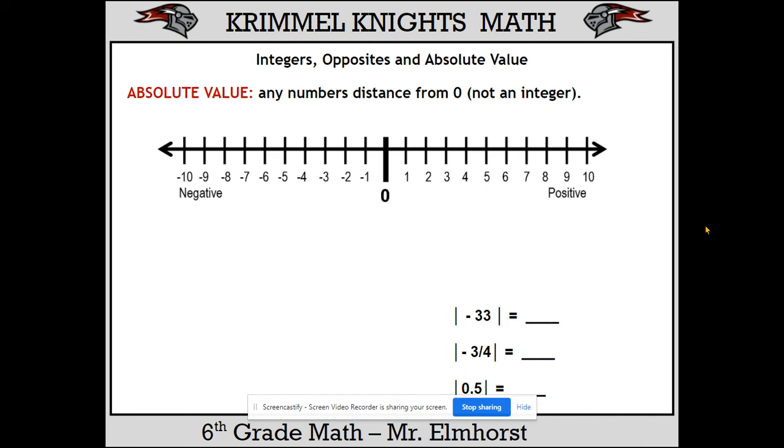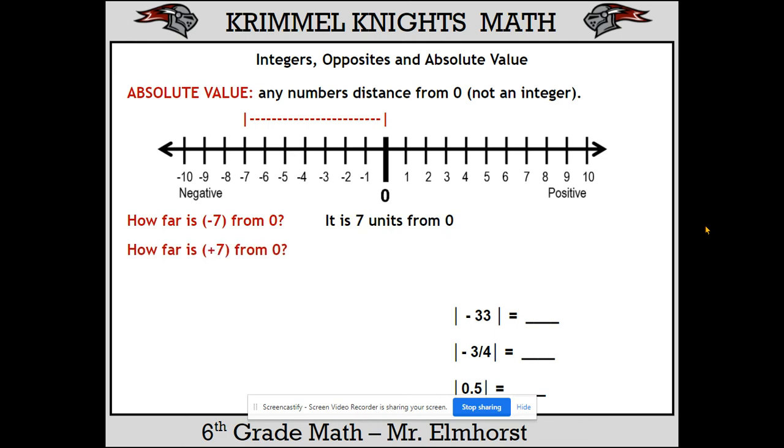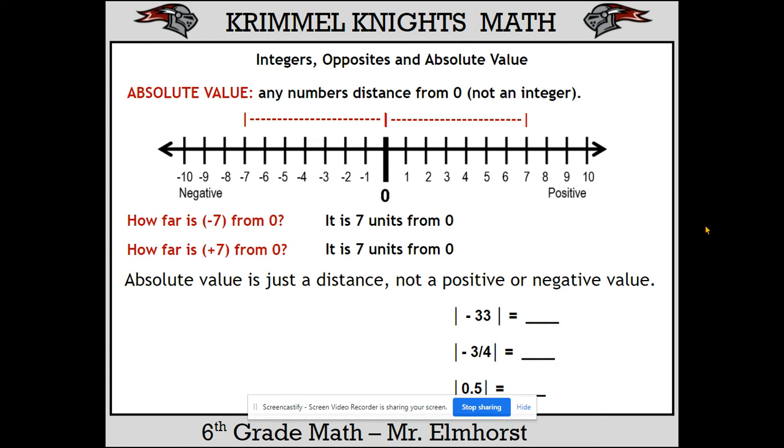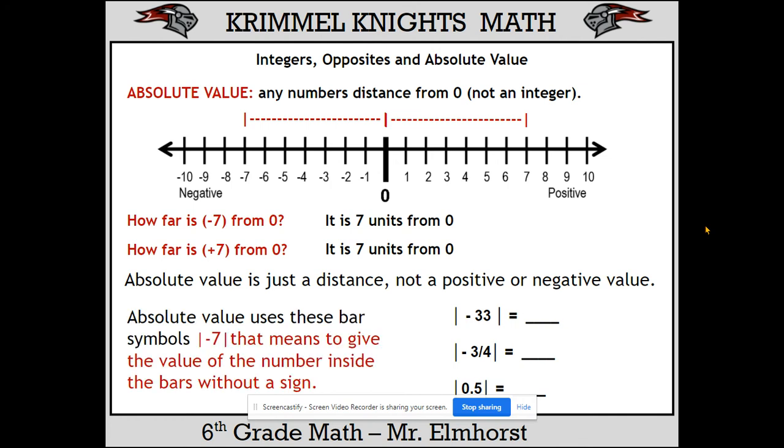Absolute value is any number's distance from zero, but it's distance. It's not an opposite. So for example, -7 would be 7 jumps or 7 units away from zero. So what's the absolute value? -7 is 7 units from zero, and then +7 is also 7 units from zero. We're not looking at what direction, we're just saying how far. So the absolute value of +7 would be just 7. Absolute value is just a distance. It's telling you how far it is, but not whether it's positive or negative.